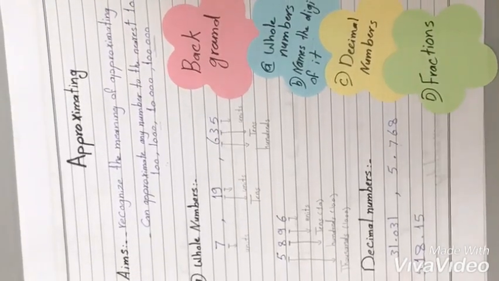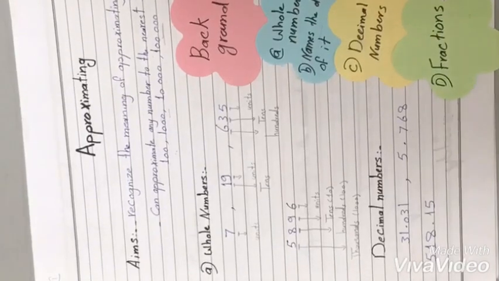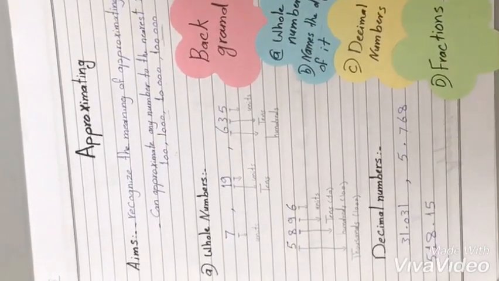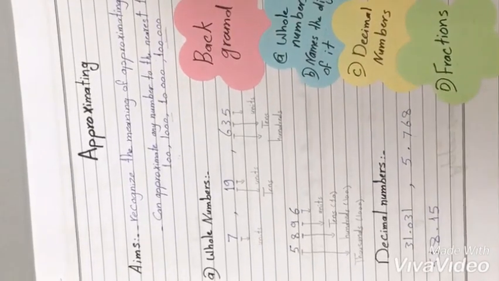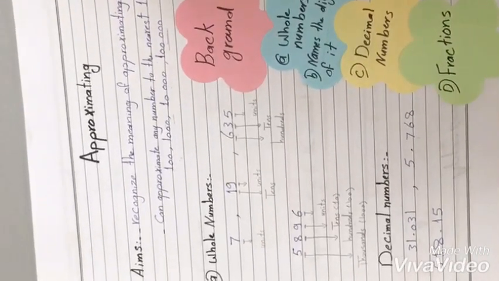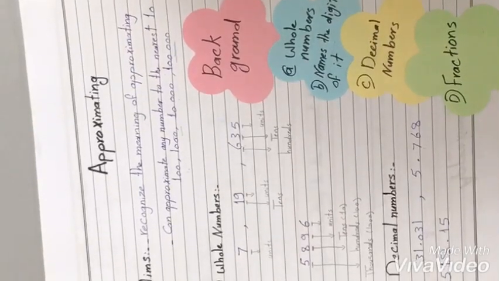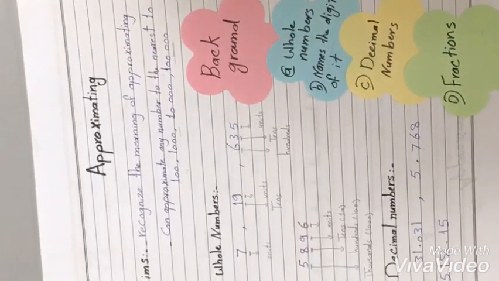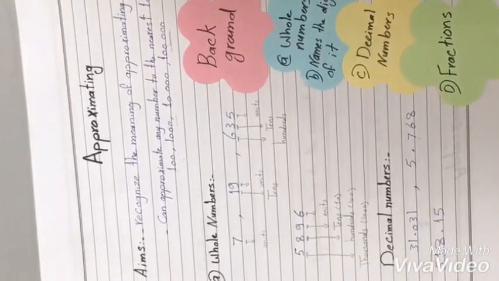Good morning. Our lesson today is about approximating. At first, I wanted to tell you the aims of this lesson. The first aim is a student should be able to recognize the meaning of approximating. The second aim, students can approximate any number to the nearest 10, 100, 1000, 10,000 or 100,000.